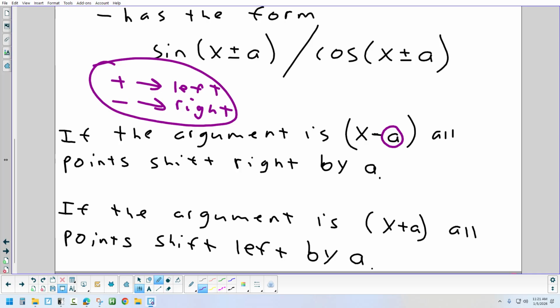But the most common amounts that we're going to move it are either 90 degrees, 180, or 45. Those are the most common. You could shift it right by 13 degrees if you wanted. That's not very common.